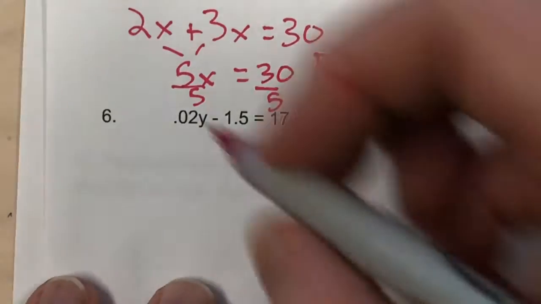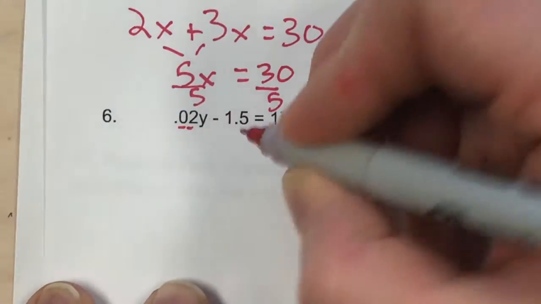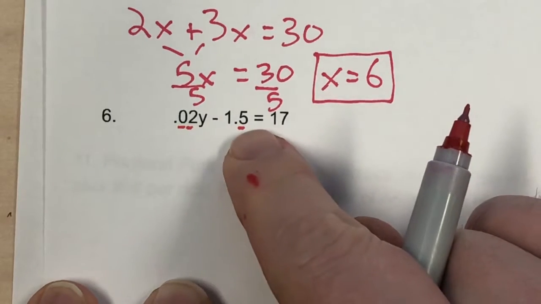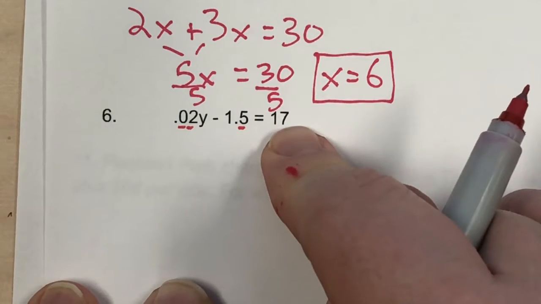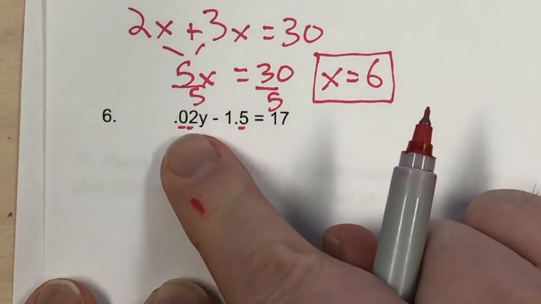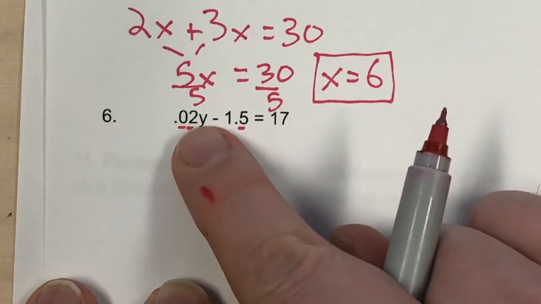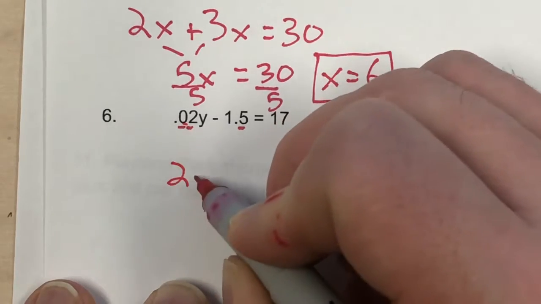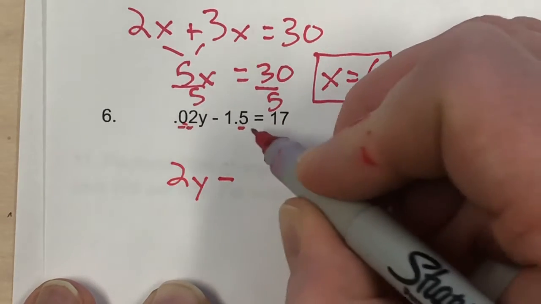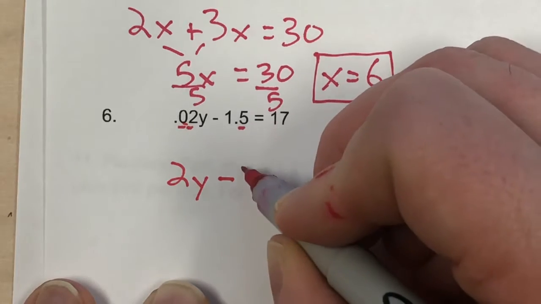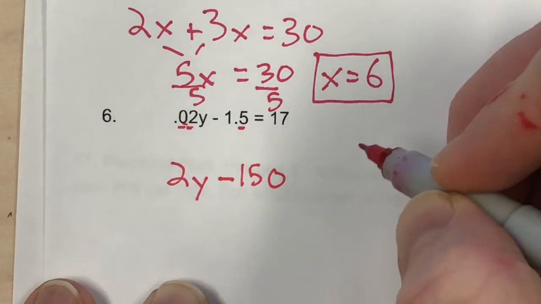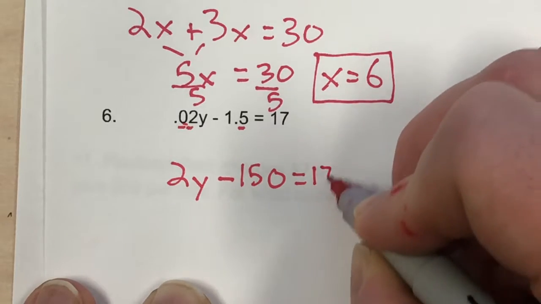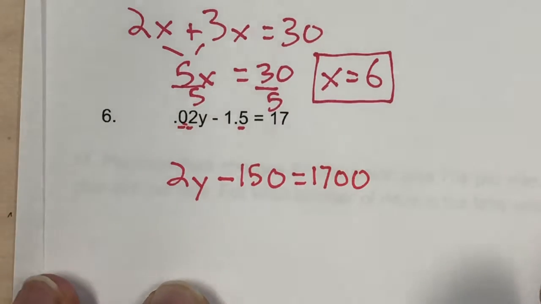Here we have some decimal busters. I like to underline how many decimals I have. So this has 2, this has 1, and this actually has 0. So I'm going to move everything to the right 2 to get rid of those decimals. So if I move it to the right 2 for this one, I just get 2y. Subtract, if I move 2 to the right for this one, I get 150. And then if I move 2 to the right for this one, I actually have to add on 2 zeros. So then I have that.